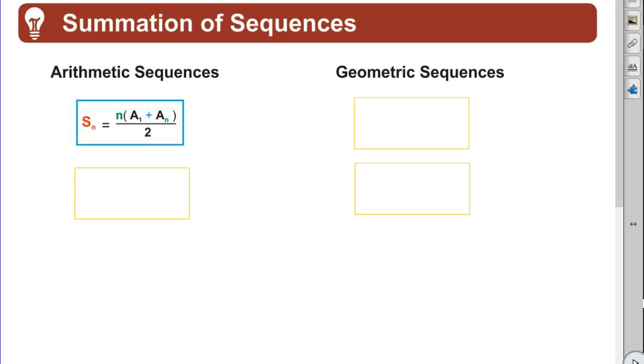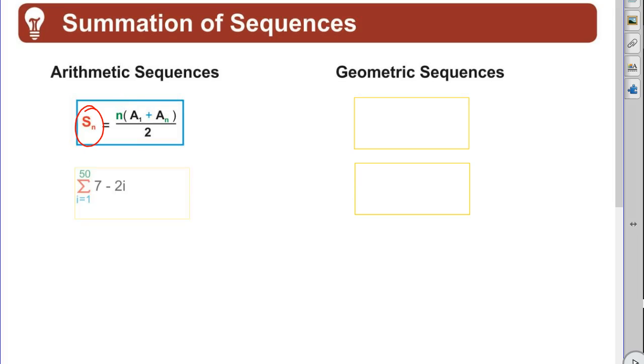So the sum of the terms, that's the S sub n right here, equals n, that's how many terms you're going to have, times a sub 1, the first term, plus a sub n, the last term, divided by 2. All right, that's the summation formula. Let me show you how it works.